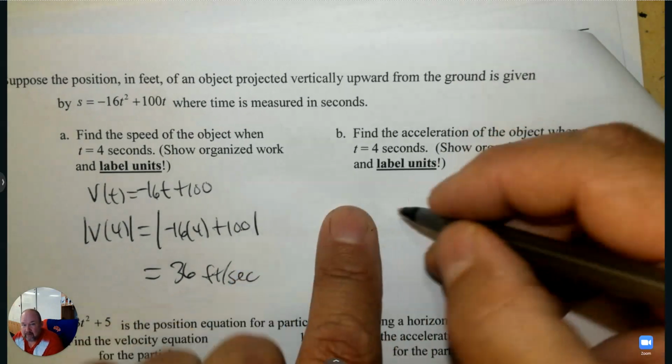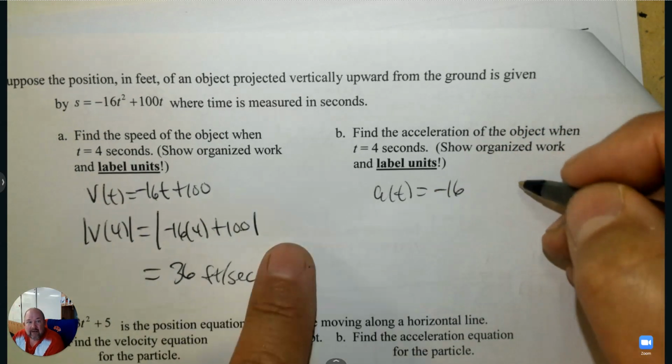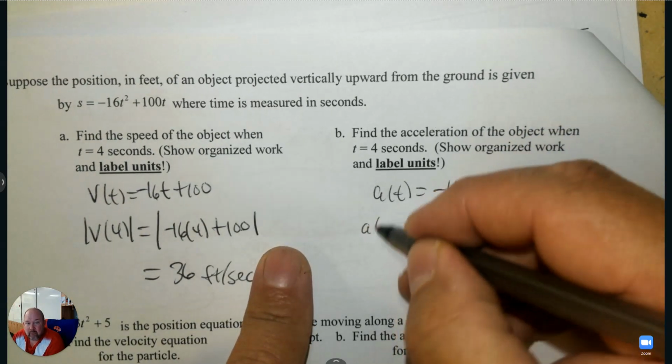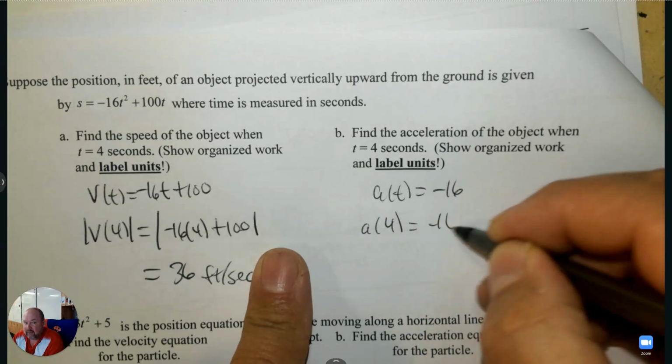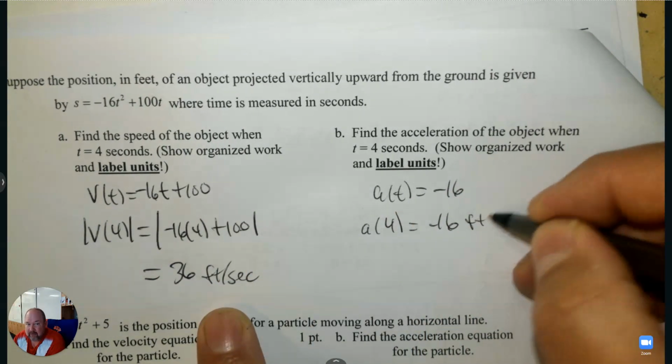All right, find the acceleration. So we need to take the derivative again. That's just negative 16. And then at 4, the answer wouldn't change. It's negative 16 because there's no variable to plug in. The answer is just negative 16, but the unit would be feet per second squared.